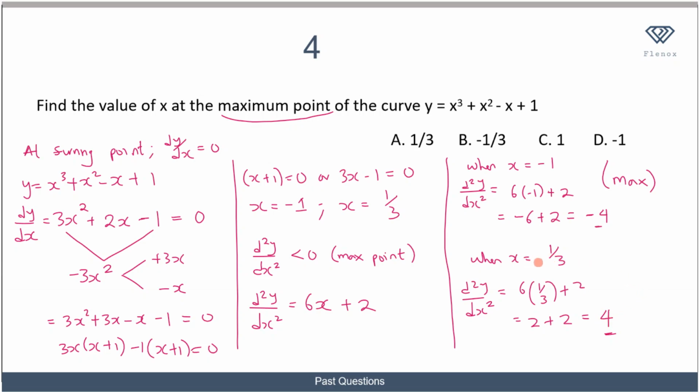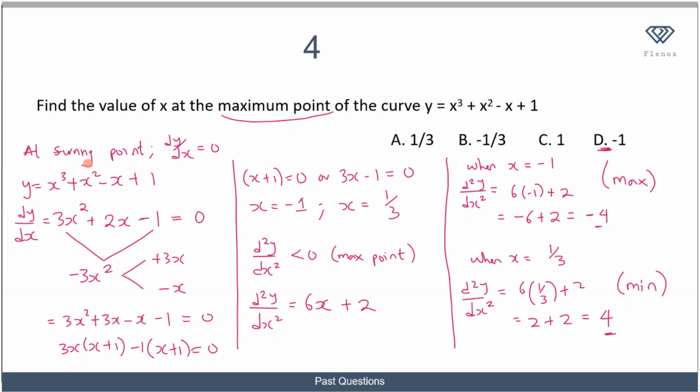So that means x equal to 1 over 3 represents my minimum value, and when x is minus 1, it represents my maximum value. So the option to select out of these two is the value for which x is minus 1. So that makes the correct option to this question option D. So that is D.